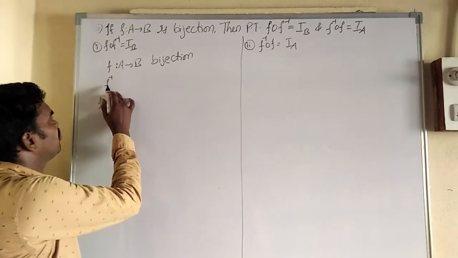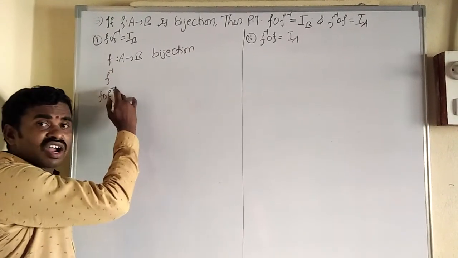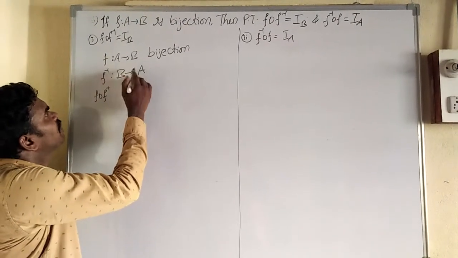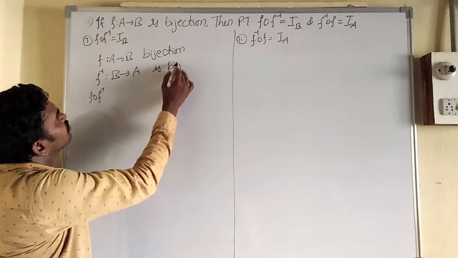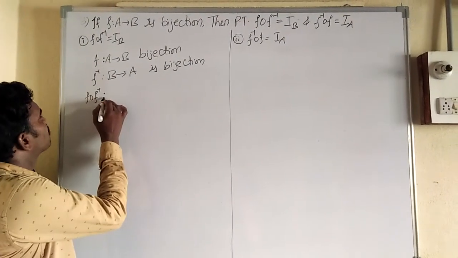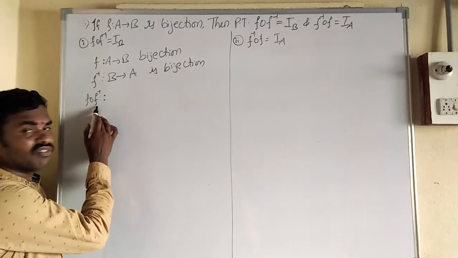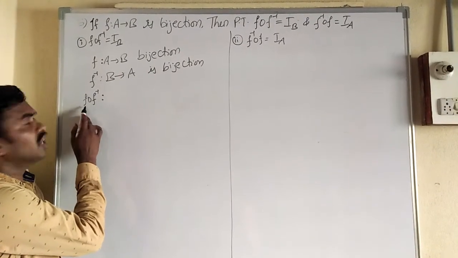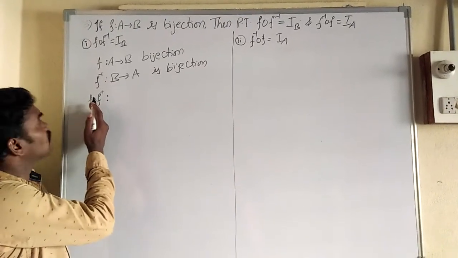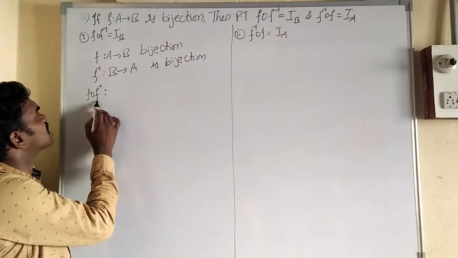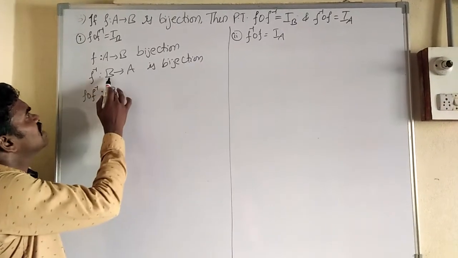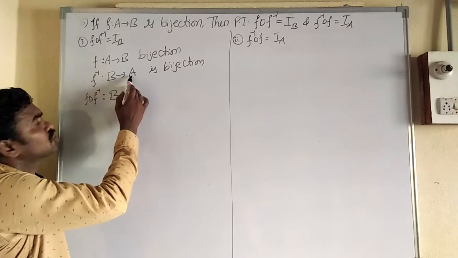Next, the second one, F inverse. F is A to B, so F inverse is the reverse, B to A. Very good. F inverse maps from B to A and is a bijection. Next, F circle F inverse. See, what is the first one? The first one is F inverse, then second is F. Start from here and go to the left side. So the first is F inverse. F inverse starts from B and moves towards A.